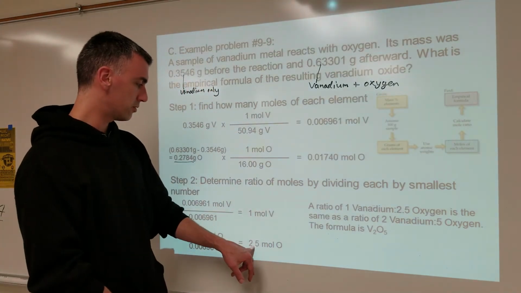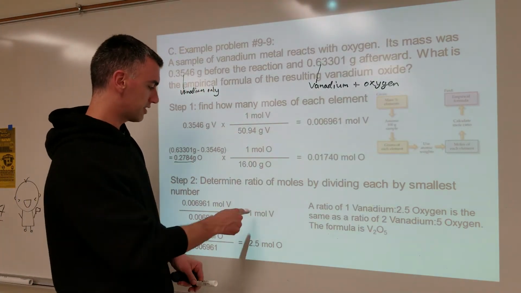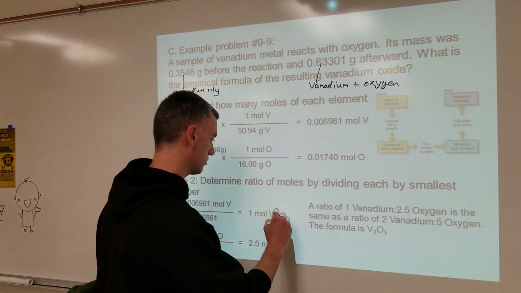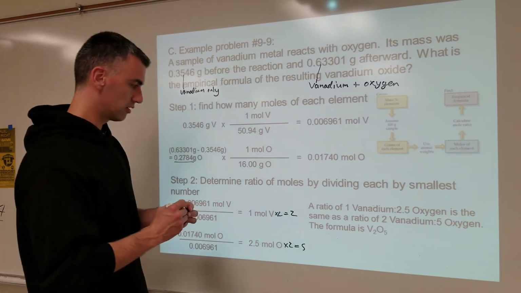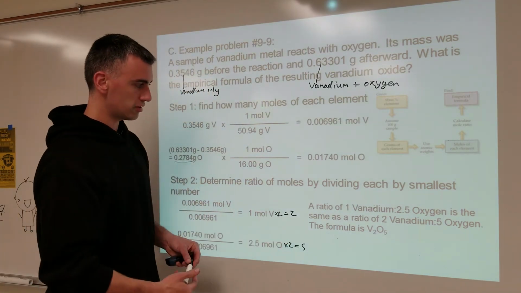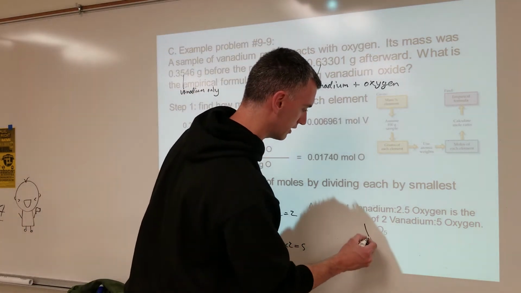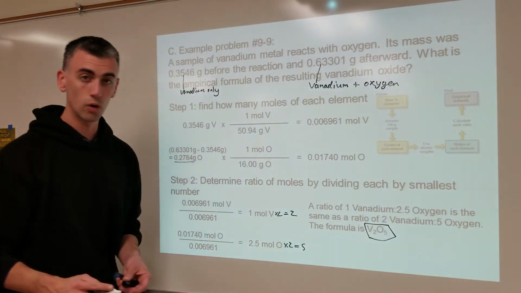If it's a 1 to 2.5, let's see, I'll times each of these by 2. So 1 times 2 equals 2, 2.5 times 2 equals 5. So that's where I get the 2 to 5 ratio, and that's why the formula is V2O5.